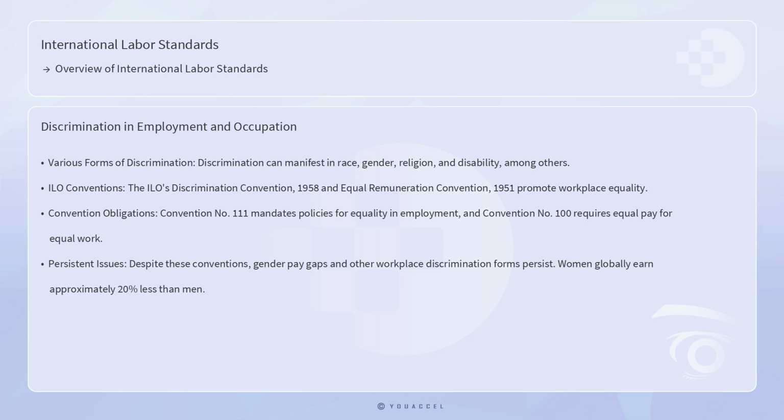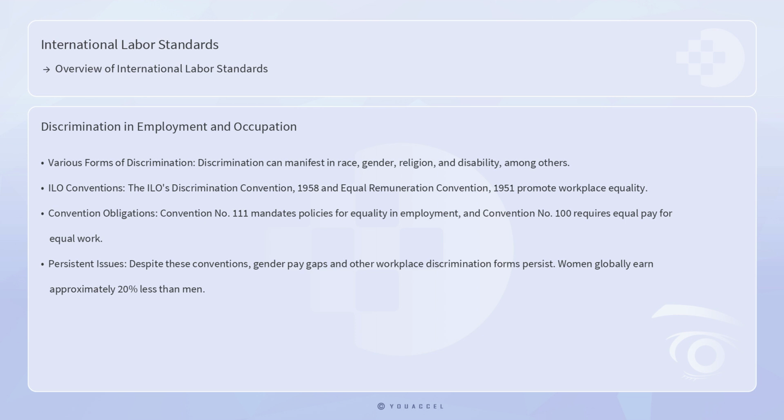Discrimination in employment and occupation is another area where international labor standards play a crucial role. Discrimination can manifest in various forms, including race, gender, religion, and disability, among others. The ILO's Discrimination Convention, 1958, and the Equal Remuneration Convention, 1951, are designed to promote equality in the workplace.